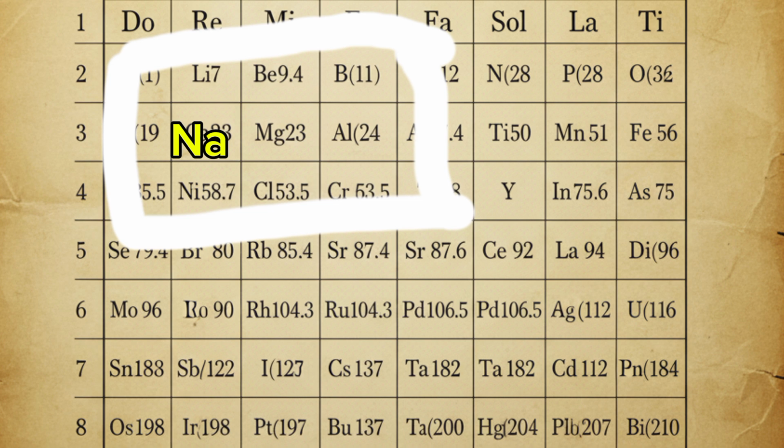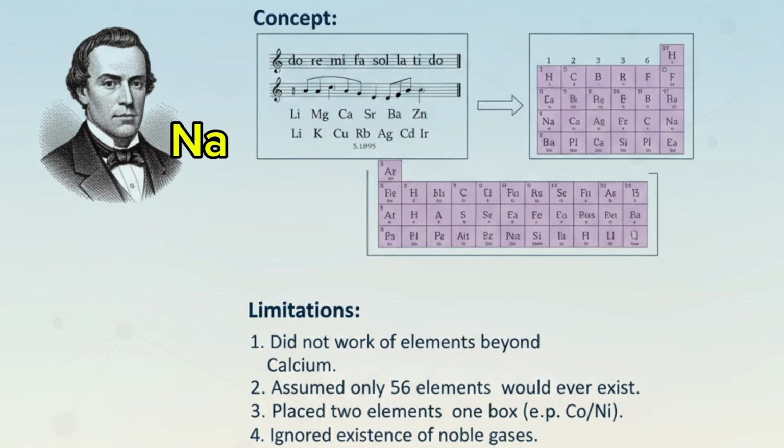According to Newlands, the first, lithium, and the eighth, sodium, have similar properties. The second, beryllium, the ninth, magnesium, and the 16th, calcium, have similar character. The third, boron, and the 10th, aluminum, have similar character. See the limitations of Newlands' law of octaves. It fails with heavier elements. There is no place for new elements. The discovery of noble gases completely disrupted the pattern of octaves. Unlike elements, such as iron and oxygen, were grouped together just to fit the rule.